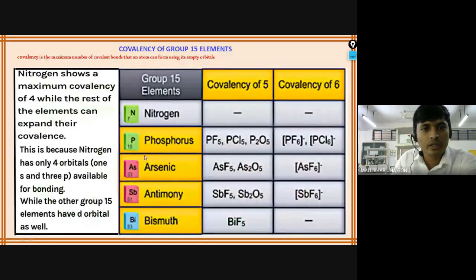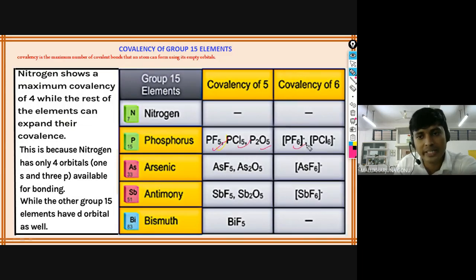So this is how nitrogen will not show covalency of 5 and 6, but phosphorus can show. These types of compounds can be formed: PCl5, P2O5, PF6 minus, PCl6 minus also, as I said, as coordination compound examples. The same way arsenic, antimony, bismuth can show valencies because they have d orbitals. So that is the reason they can extend their valencies. Nitrogen shows a maximum of 4, while the rest of the elements can expand their covalency.